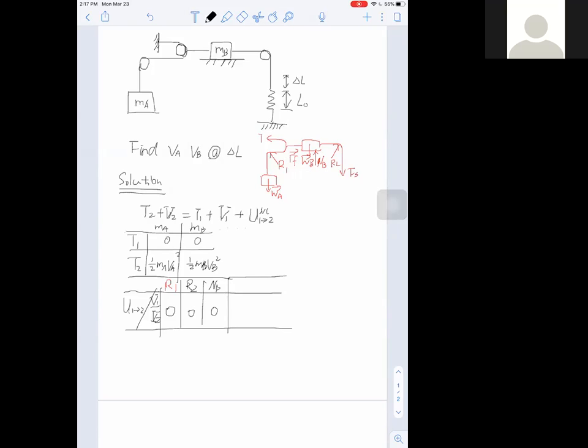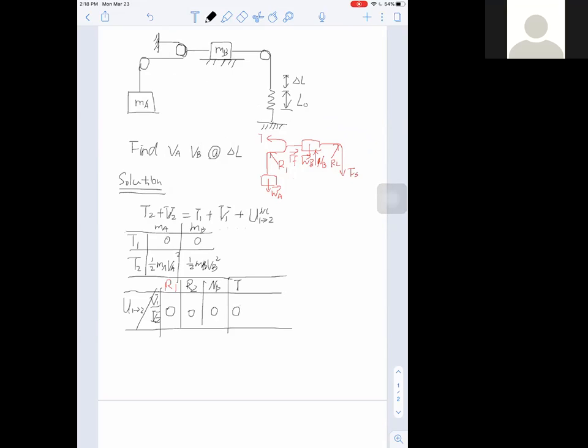Let's keep extending this table. Now let's look at another force, which is the tension force here at the end of the rope. What's the work done by the tension force? To answer that question, we need to figure out whether there is any movement in that direction. If you go back to the system, the end of this rope is fixed on the wall, so there's no displacement of that tension force. Therefore, the work done by T equals 0 as well.